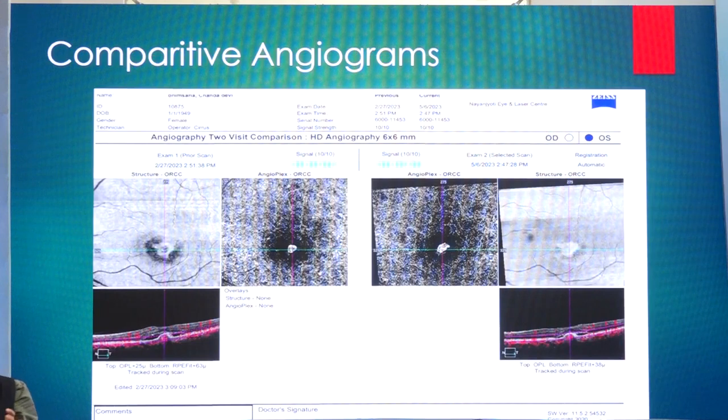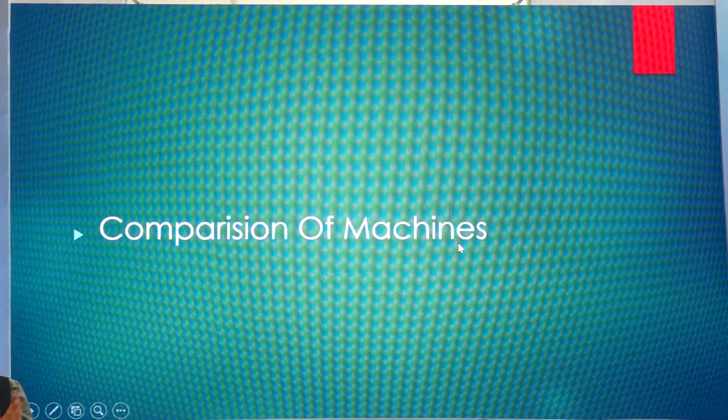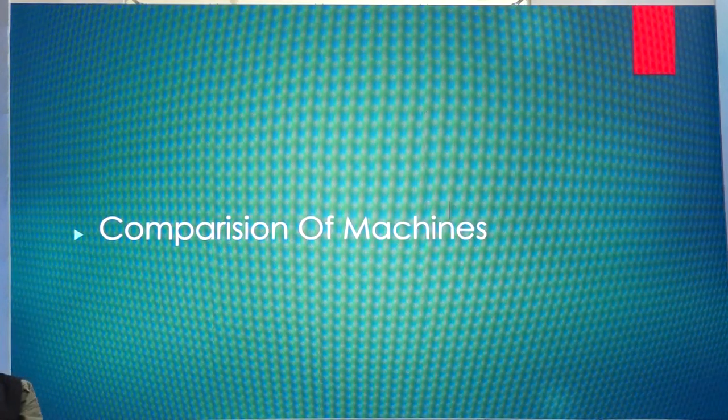You can also have a comparative angiogram, pre-VEGF and post-VEGF, to see whether the lesion is increasing or not. You can see a comparative CNVM here, which is small, and in this picture, it has increased over a period of time. Coming to artifacts, Ritesh will deal with that.